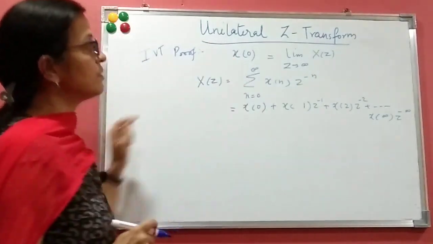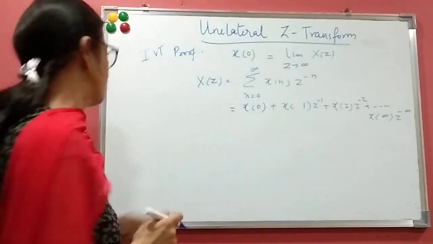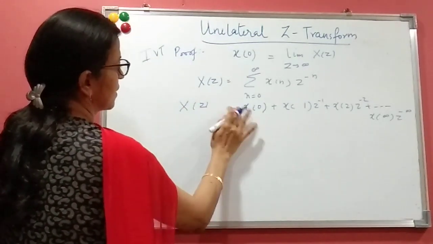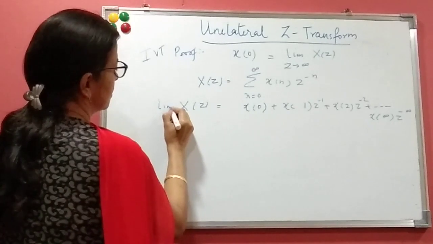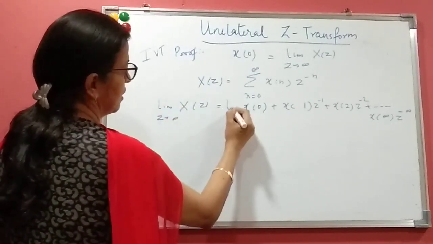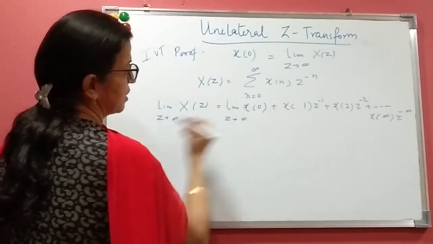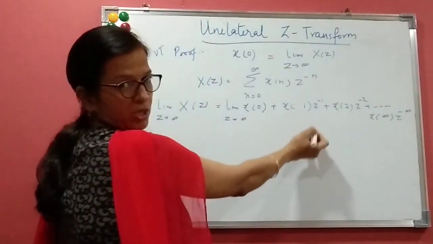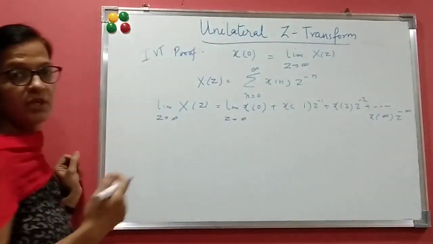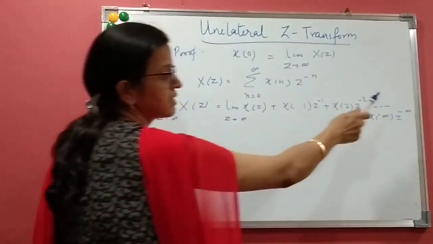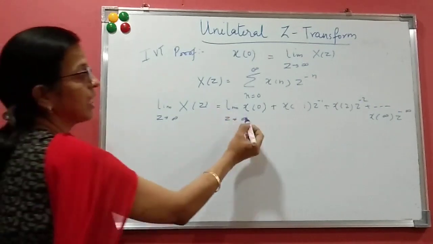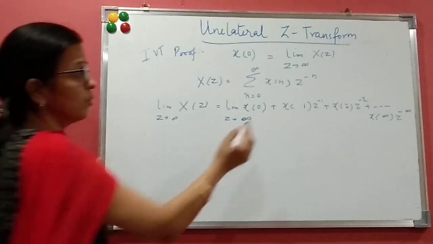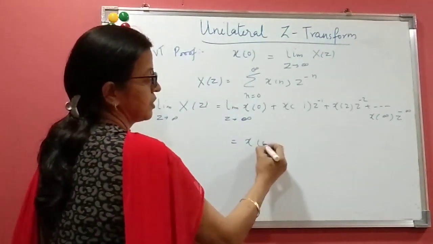Now what is the theorem here? The theorem is saying that x of 0 is the limit z tends to infinity. Let us take the limit z tends to infinity on both sides. When you put the limit z tends to infinity on this side, z raised to minus 1 is 1 upon z, z raised to minus 2 is 1 upon z square, and z raised to minus infinity is 1 upon z infinity. If I put the value as infinity, these all values will become 0. Only what is left is x of 0.